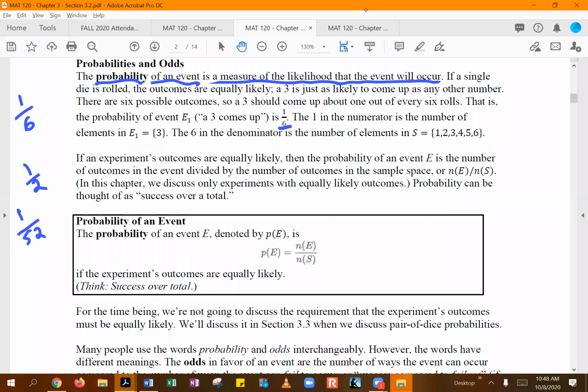So the way we actually do these calculations is you will see they're talking about the rate of success over a total. So however many outcomes you have in your sample space is going to go on the denominator. And then however many outcomes you have in your event will go on the numerator. So again, your formula is the probability of this event is the number of outcomes in the event divided by the number of outcomes in your sample space. So always think about it as success over the total.